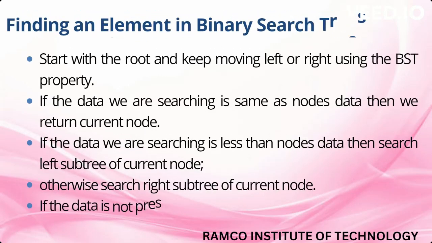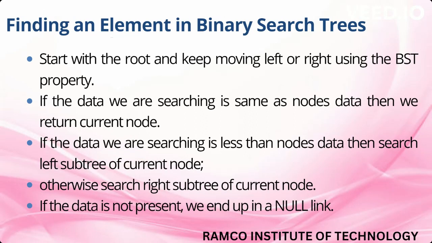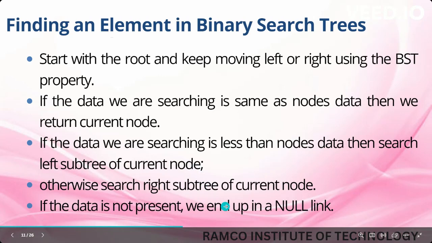The first operation is finding an element in the binary search tree. Finding an element is a simple approach. Start with the root and keep moving left or right using the binary search tree property. If the data we are searching for is the same as the node's data, then we return the current node. If the data we are searching for is less than the node's data, then we search the left subtree. Otherwise, we search the right subtree. If the data is not present, we end up in a null link.